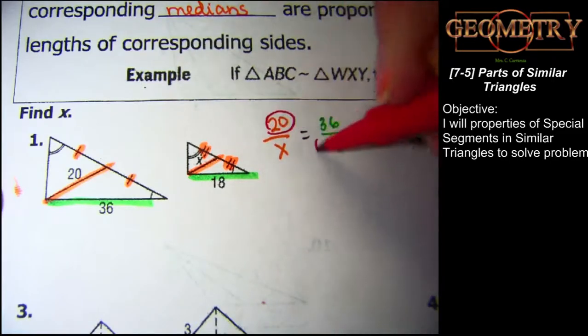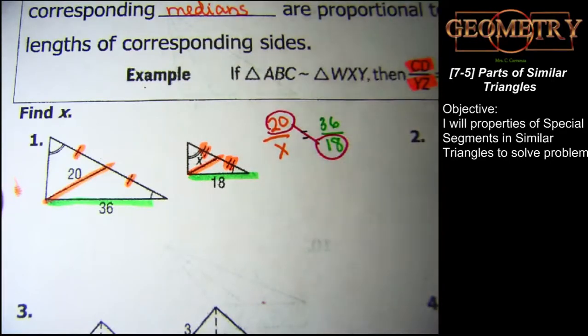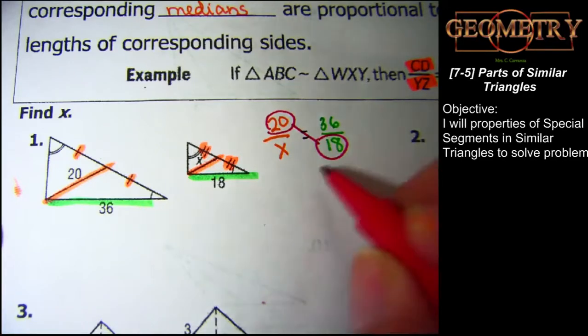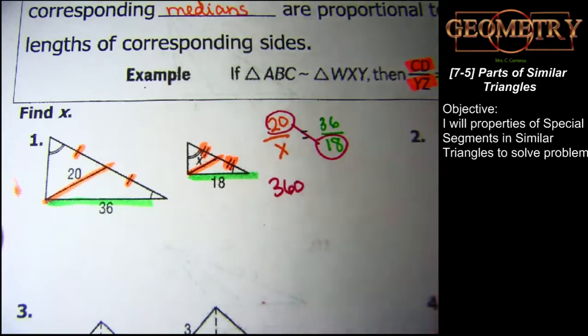I'm going to need help with 20 times 18. 360, says the gentleman with the calculator.